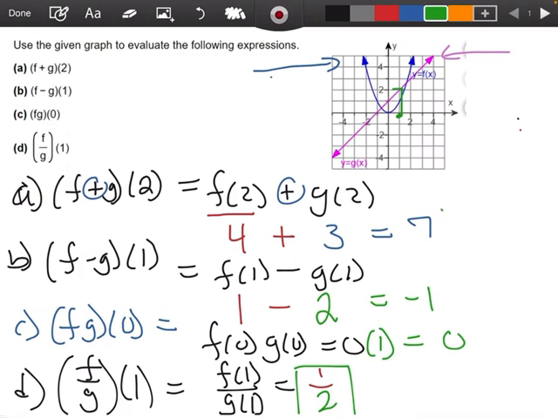So for part A, I have 7. For part B, I got negative 1. For part C, I got 0. And for part D, I have 1/2, okay?